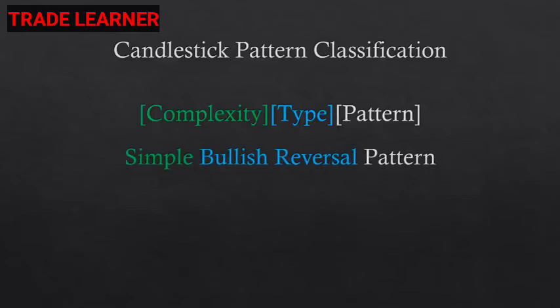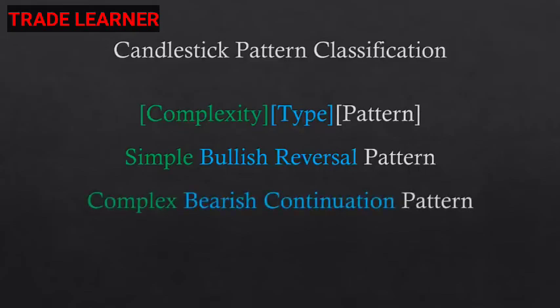Just by looking at the classification, we know that the pattern is composed by only one candlestick since it's a simple pattern, and we also know that the pattern indicates a reversal to the upside since its type is bullish reversal. Another example could be a complex bearish continuation pattern. Again, just by looking at the classification, we know that the pattern is composed by two or more candlesticks, and that it indicates that price will continue to go down since it's a bearish continuation.